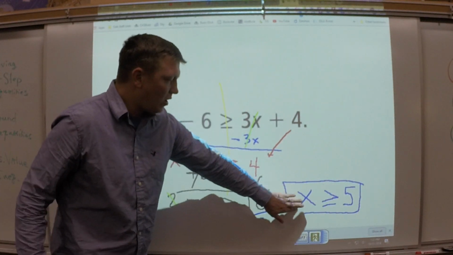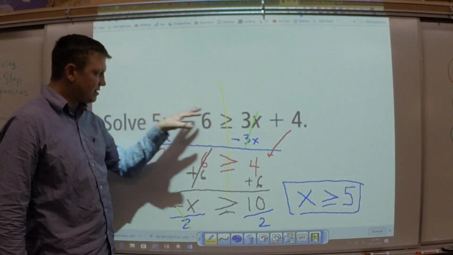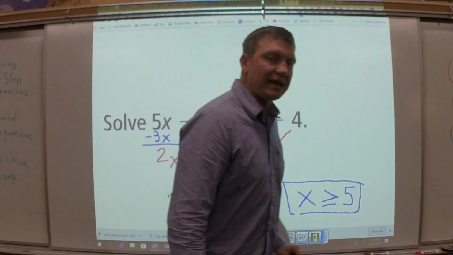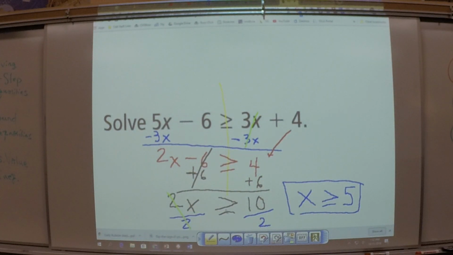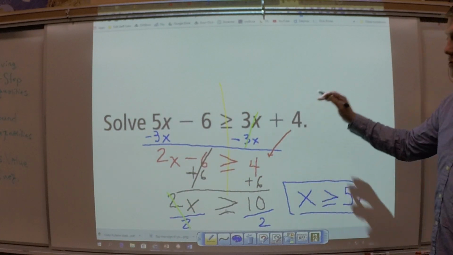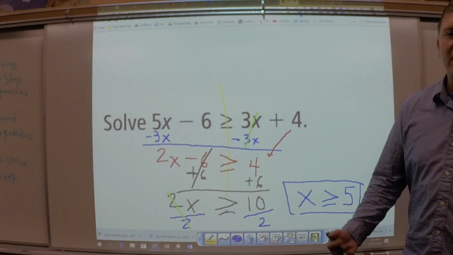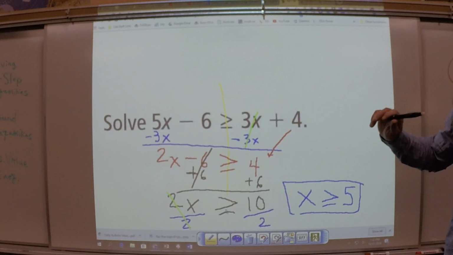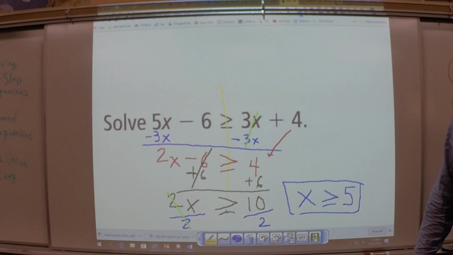This represents all numbers that can make this statement true. All numbers that are larger or equal to 5 will make it a true statement. All right? And with that, it doesn't say graph it, so no need to graph it. We've had enough practice graphing it. So with that said, this is a multi-step inequality with variables on both sides, just adding another layer of difficulty to our stuff.